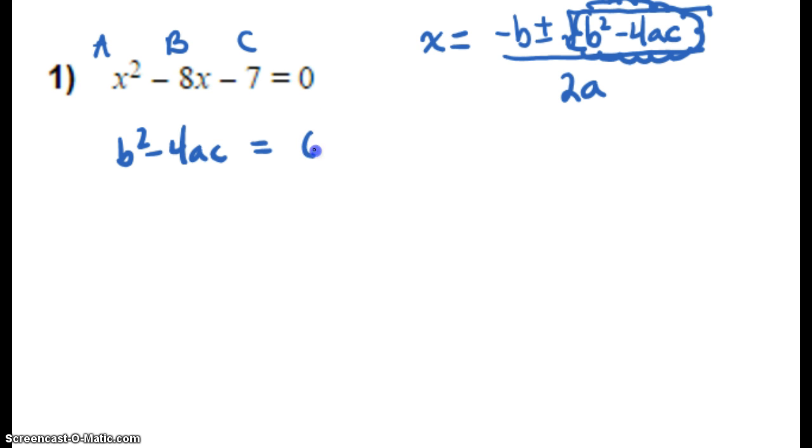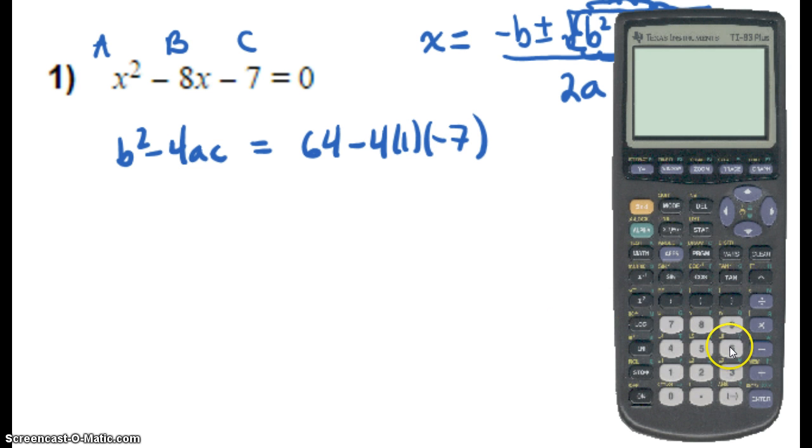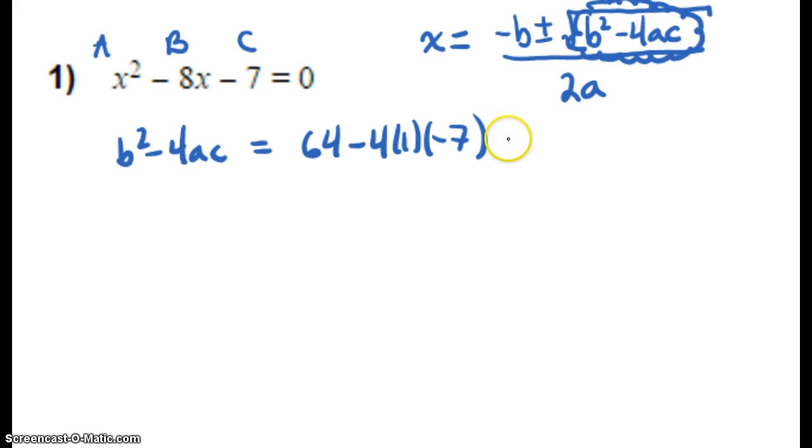So in this case, we're going to get 64 minus 4 times the a value of 1 times the c value of -7. And if you need to pop that all in a calculator, go ahead and do that. No shame in that. 4 times 7 is 36. That's not right. I forgot to make my 7 negative. That's embarrassing. And now I'm over it. It's 92.